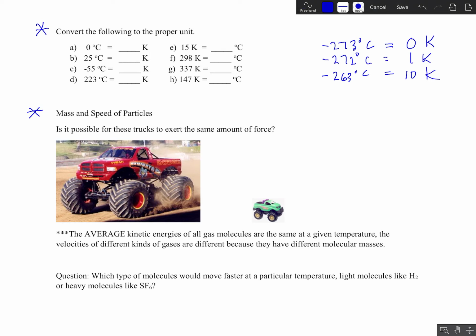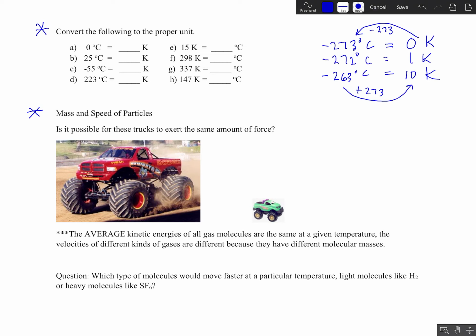The bottom line here, kiddos, if you remember, is if we want to go from Kelvin to Celsius, we subtract 273 from the Kelvin temperature. If we want to go from Celsius to Kelvin, we add 273 to the Celsius temperature. So pretty straightforward. So let's practice a few of those.